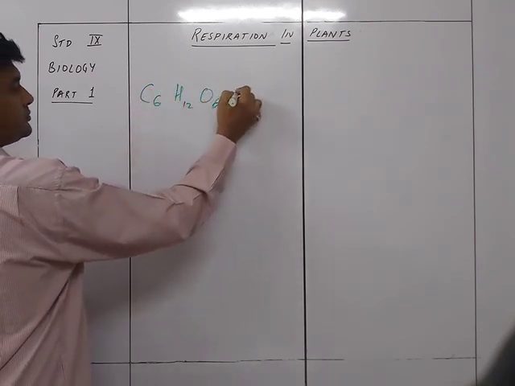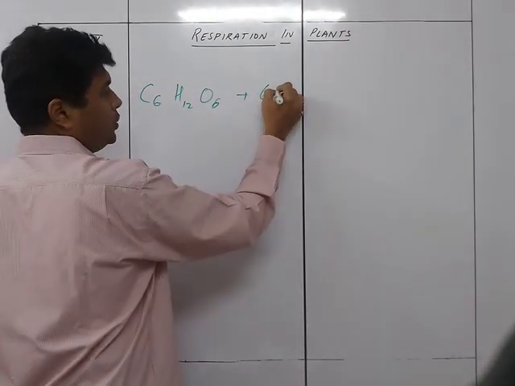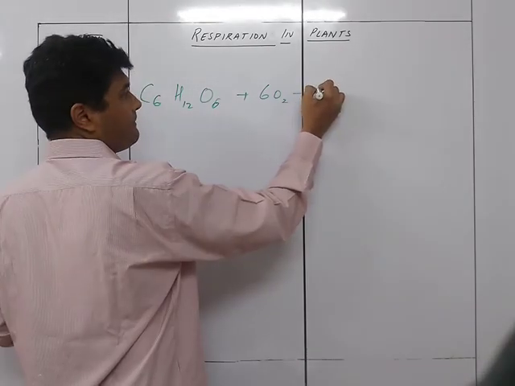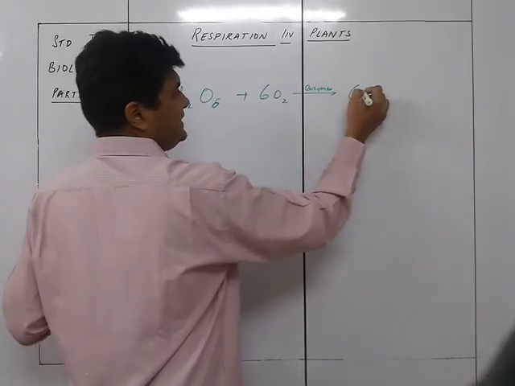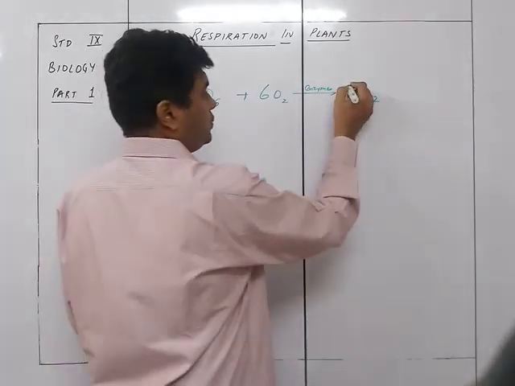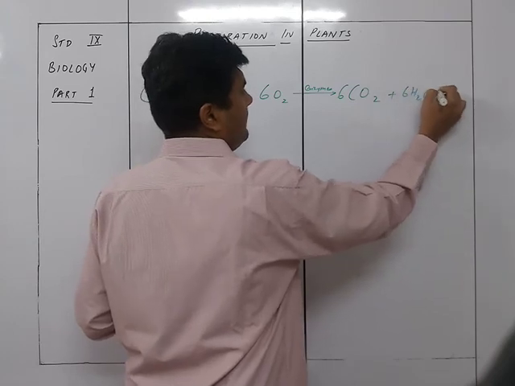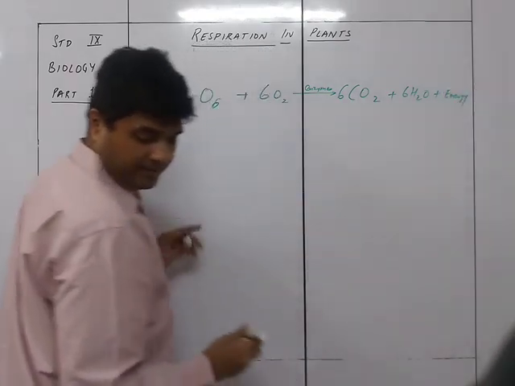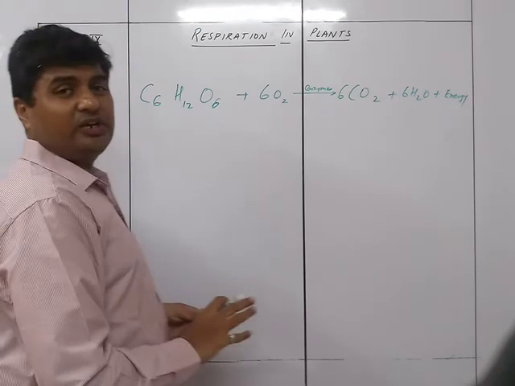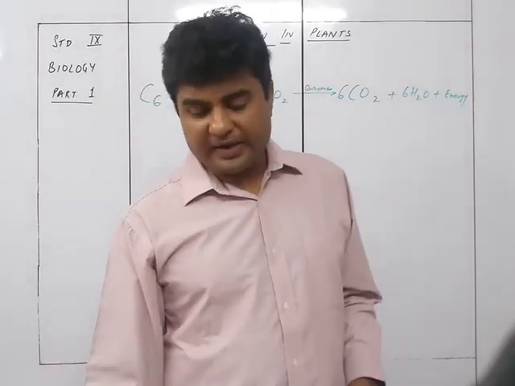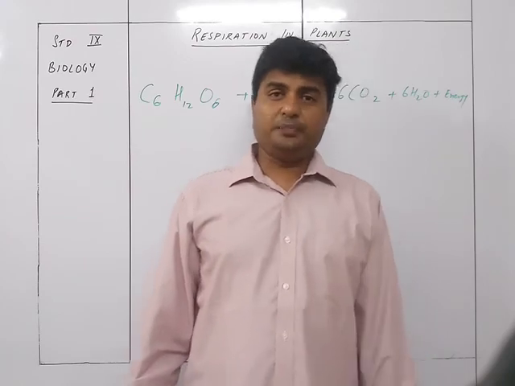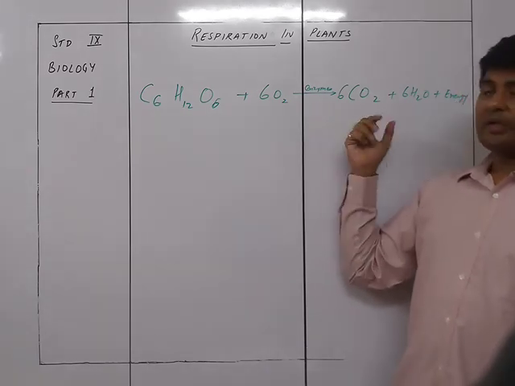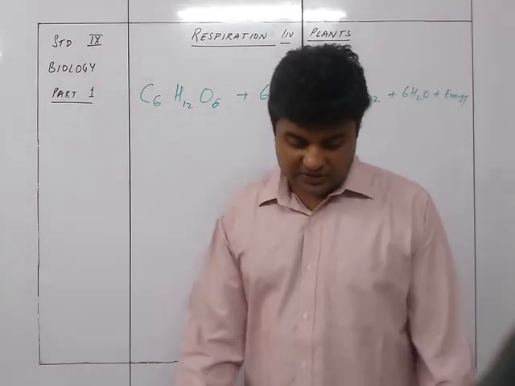C6H12O6 plus 6O2, in the presence of enzymes, is going to give you 6CO2 plus 6H2O plus energy. Okay, this is the equation for aerobic respiration. So respiration in the presence of oxygen is this equation: glucose reacting with oxygen to give you carbon dioxide plus water, and energy is going to be released.